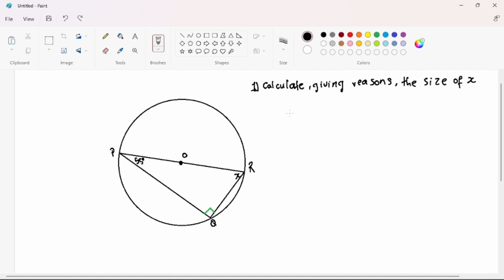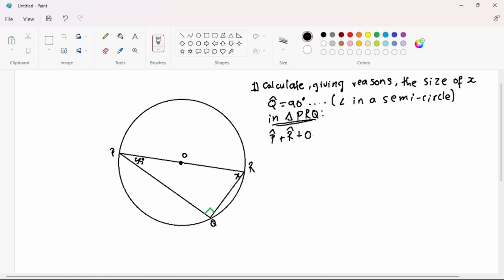We have analyzed, guys. So our question just asks us to calculate, giving reasons, the size of X, right? So we are firstly going to tell the person who's marking our paper that we know that Q is equal to 90 degrees. Our reasoning is going to be angle in a semicircle. After that, you are going to say in triangle PRQ, telling the person who's marking the paper that you are considering triangle PRQ, right? You are going to say angle P plus angle R plus angle Q is equal to 180 degrees. And our reasoning is going to be angles in a triangle are supplementary, or they add up to 180 degrees.